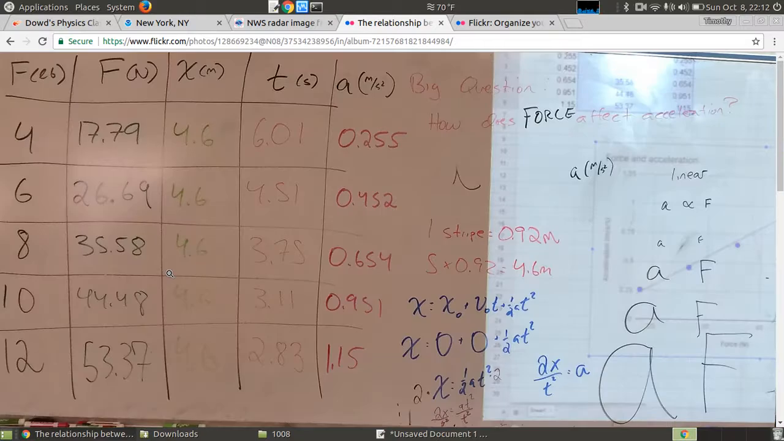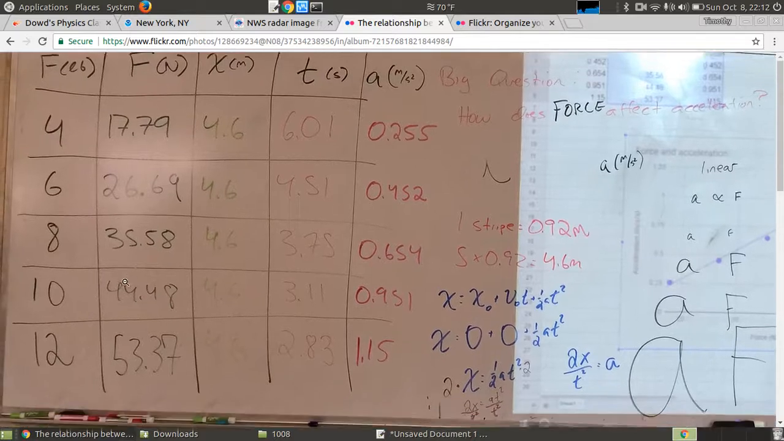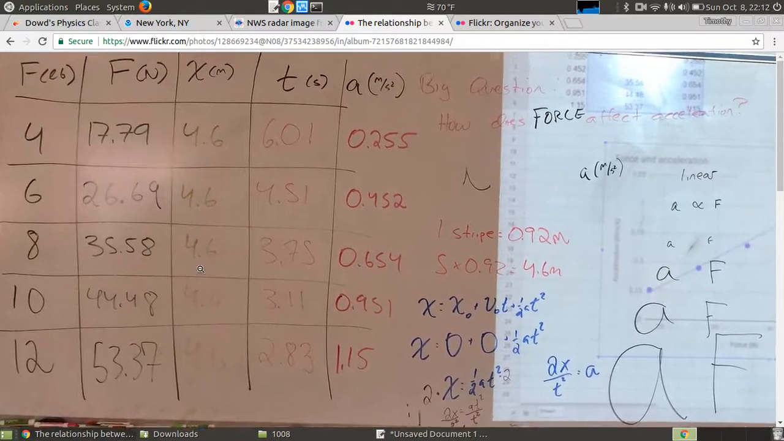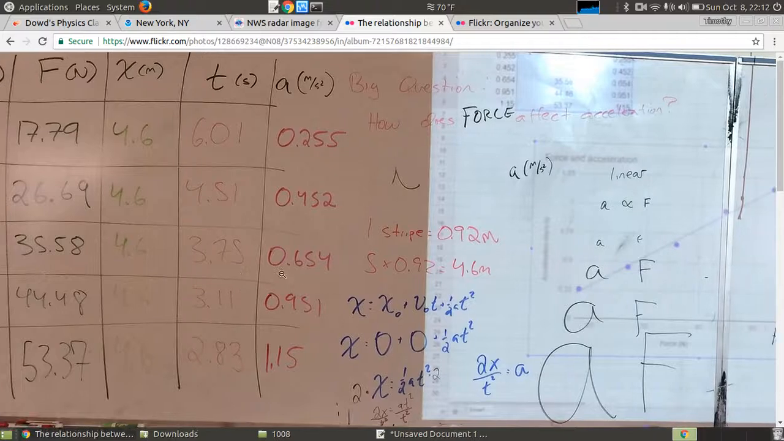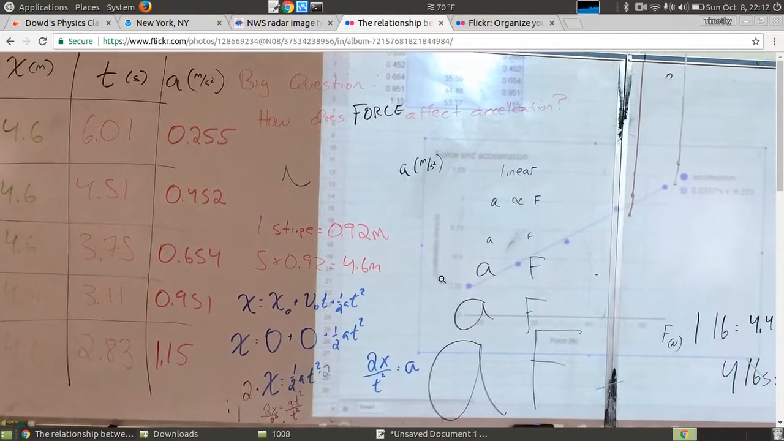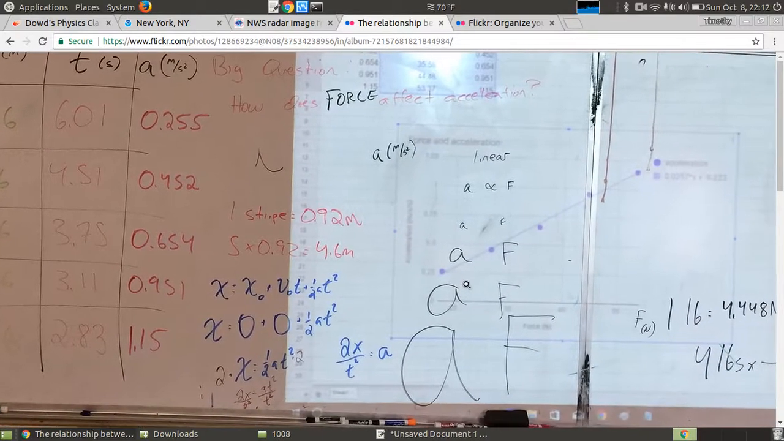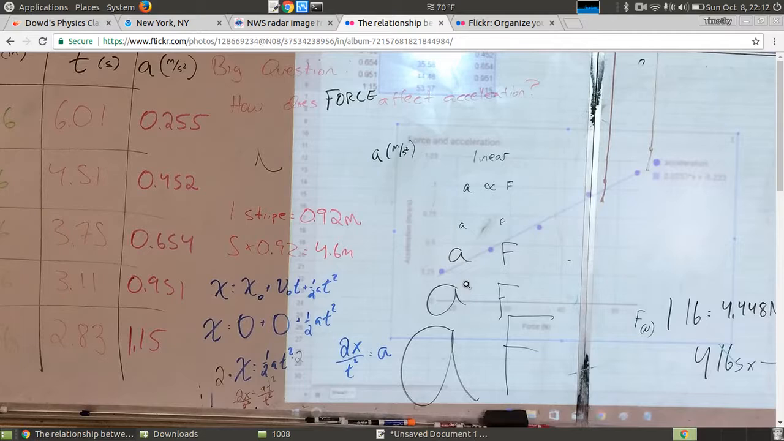So to see the relationship between force and acceleration, we kept the same person on the cart and pulled them with forces between 4 and 12 pounds. Converted that to newtons and graphed it versus acceleration. And we saw a nice linear graph. And what that tells us is that as force gets bigger, acceleration gets bigger. They are directly proportional.